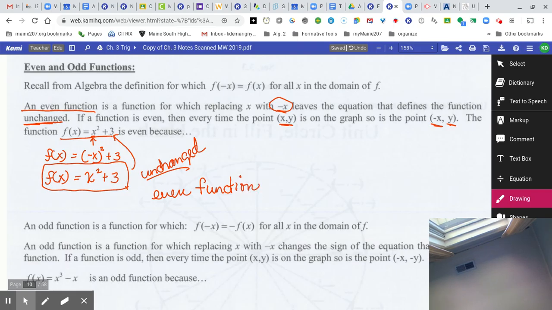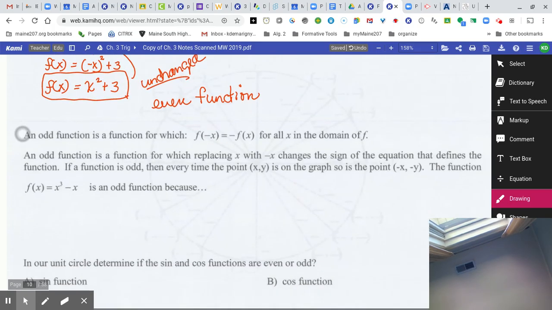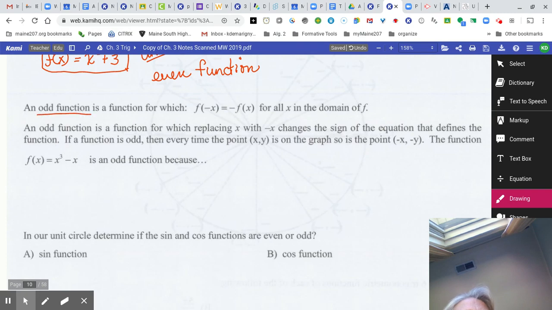The same thing is going to be true with our trigonometric values as well. An odd function, on the other hand, is one for which f of negative x is the opposite of f of x for all x in the domain. An odd function is a function for which when you replace x with its opposite, it changes the sign of the equation that defines the function. If a function is odd, then every time the point x, y is on the graph, so is the point negative x, negative y. In other words, it's going to change every sign inside of there. So the function then happens to be odd.